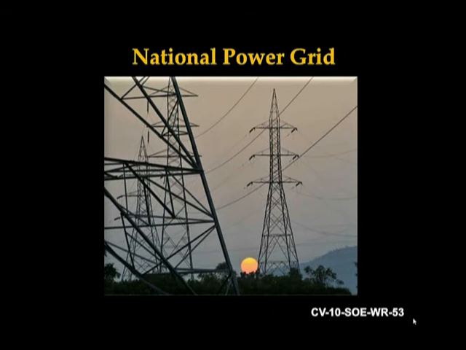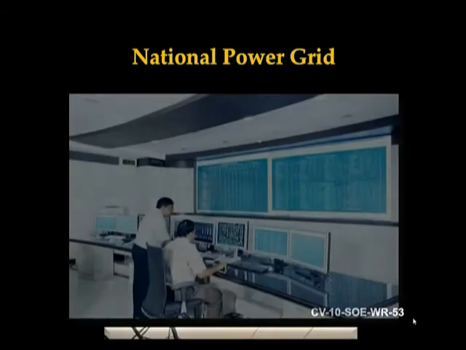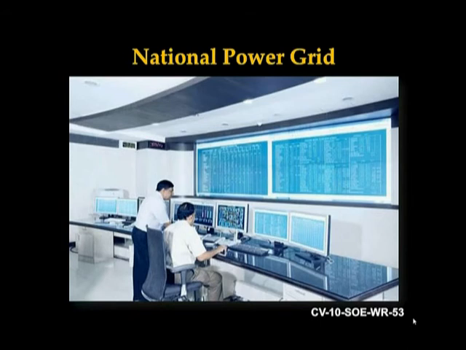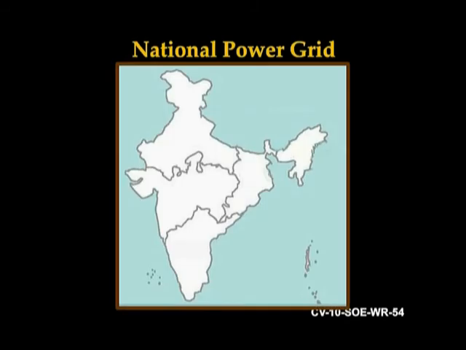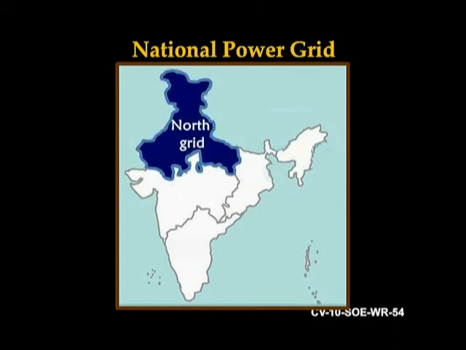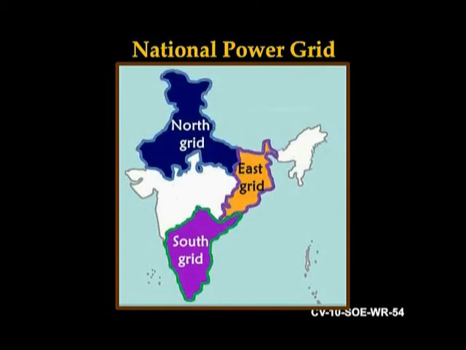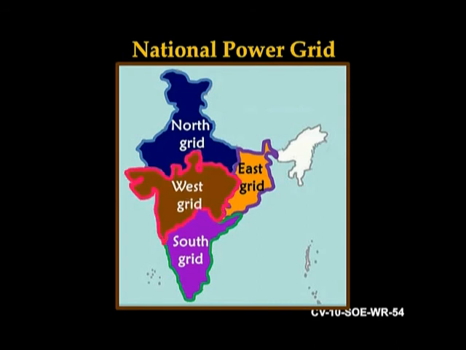National Power Grid. India generates power from various sources. All the states do not have sufficient electric power supply at all times. Hence, to supply power from surplus states to deficit states, a national power grid is established. With its help, excess power from any state can be supplied to any other power deficit state. National Power Grid is divided into 5 divisions. They are North Grid, South Grid, East Grid, West Grid and East-West Grid.